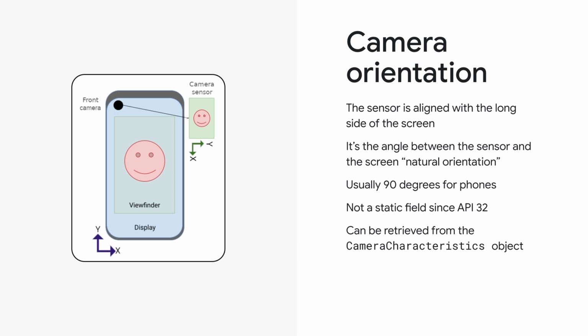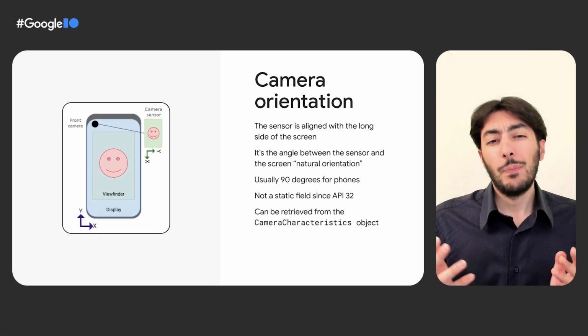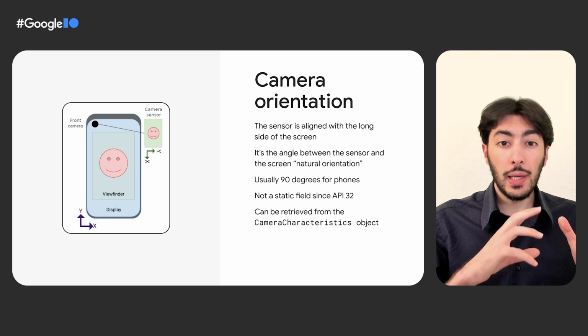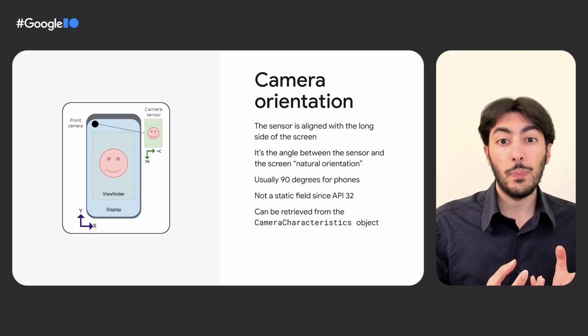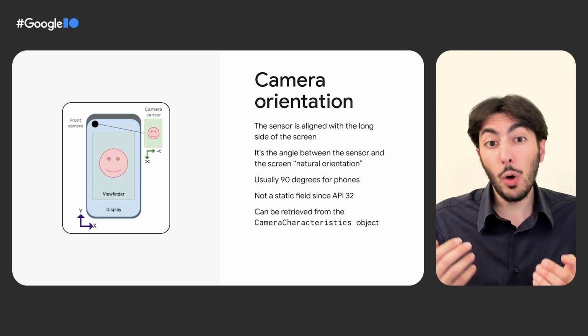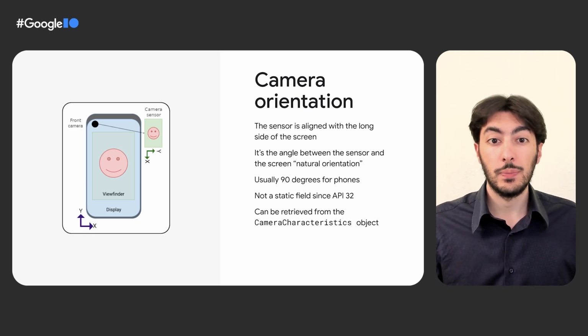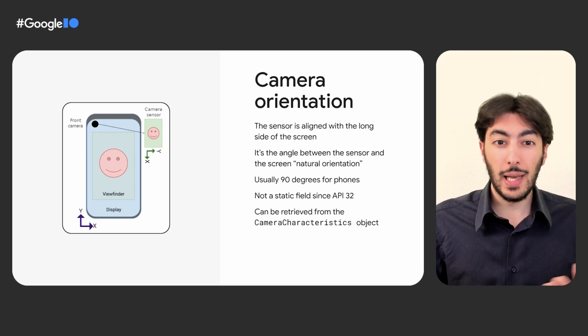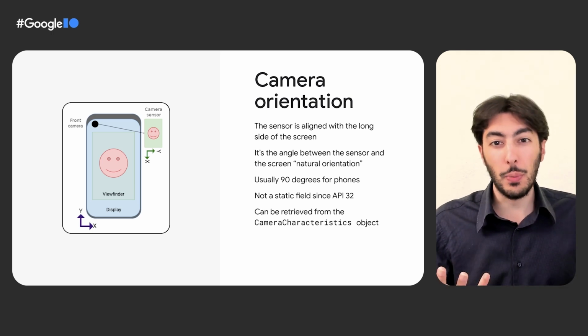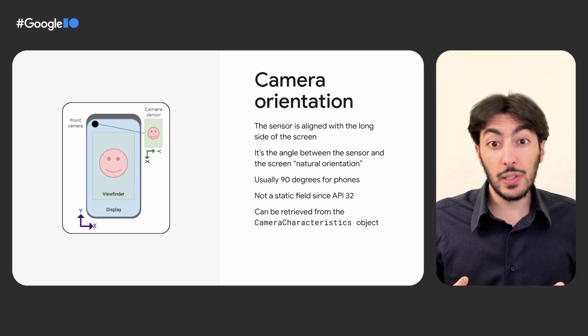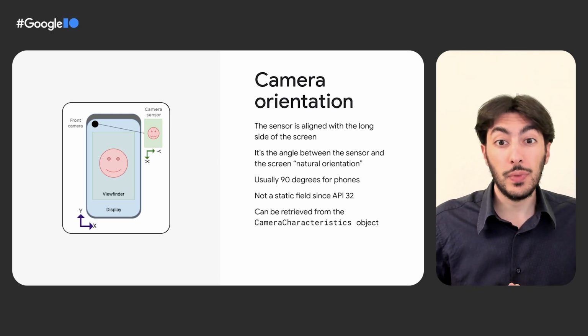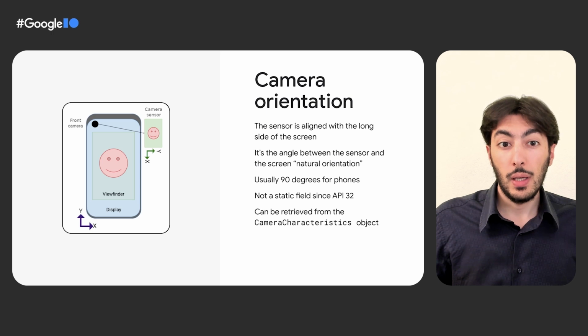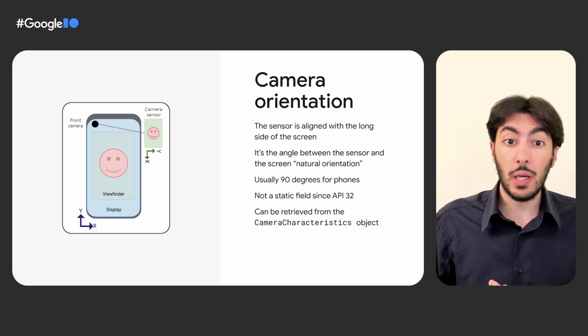We call camera orientation the angle between the camera sensor and the natural orientation of the device. This is likely dependent on how the camera is physically mounted on the device, and that it's supposed to be always aligned with the long side of the screen. But hey, what is the long side for a foldable device, as it can physically transform its geometry? For this reason, starting from API 32, this field is not static anymore, but it can be dynamically retrieved from the camera characteristics object.